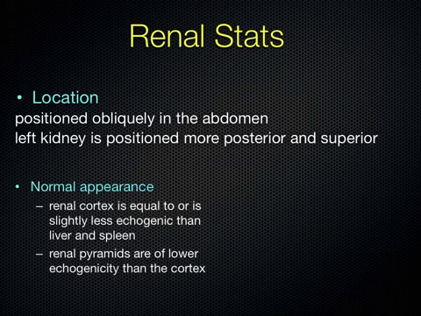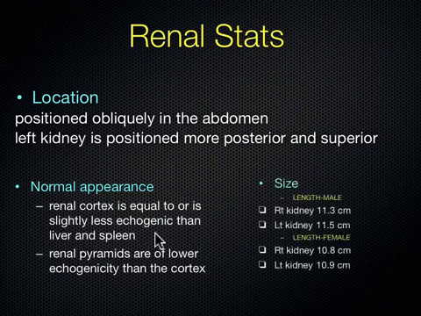Now, the kidneys are located obliquely in the abdomen, and it turns out that the left kidney is more posterior and more superior, and the way I remember that is that the left kidney is more towards the head and more towards the bed. And it turns out that the renal cortex is less echogenic than the liver or the spleen, and the renal pyramids, because they're filled with urine, are less echogenic than the cortex. So if you want to term that in terms of brightness, the liver and the spleen are brighter than the kidney's cortex, but the kidney's cortex is brighter than the renal pyramids. The renal pyramids are less echogenic than the cortex.